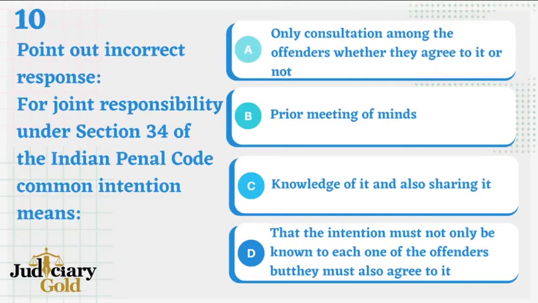Point out the incorrect response. For joint responsibility under Section 34 of the Indian Penal Code, common intention means: option A, only consultation among the offenders whether they agree to it or not. Option B, prior meeting of minds. Option C, knowledge of it and also sharing it. Option D, that the intention must not only be known to each one of the offenders, but they must also agree to it. The answer is option A, only consultation among the offenders whether they agree to it or not.